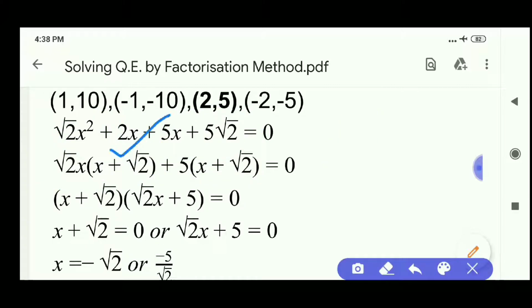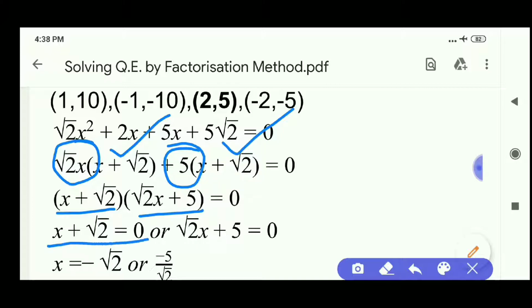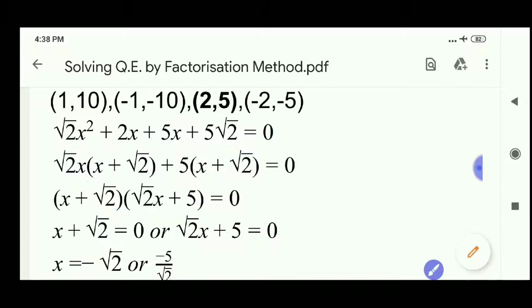Once again, x plus root 2 appears twice. So, we can take x plus root 2 as common. The remaining terms are root 2 x plus 5 is equal to 0. So, first one equals 0 or second one equals 0. From it, we get the answer as x is equal to minus root 2 or minus 5 by root 2.